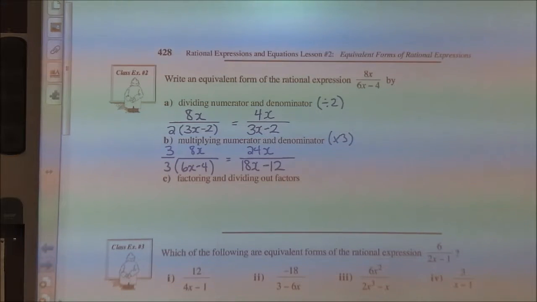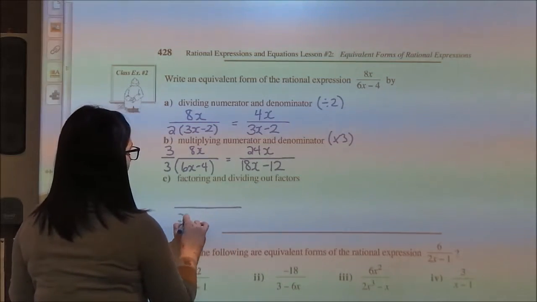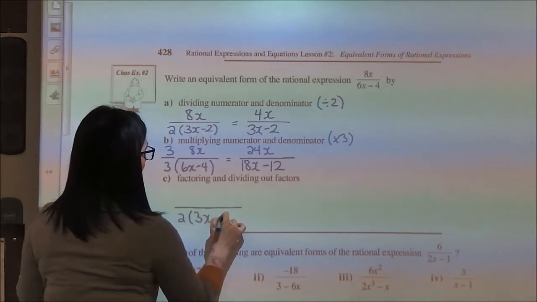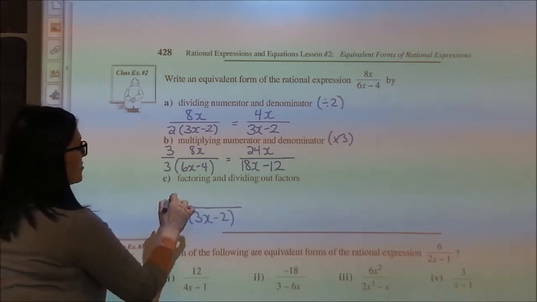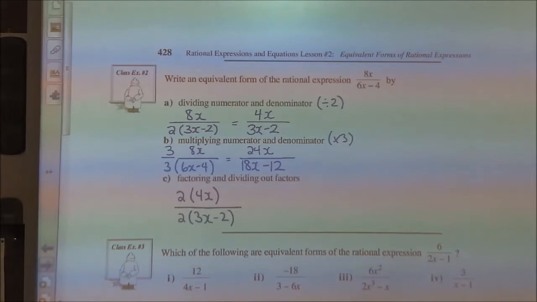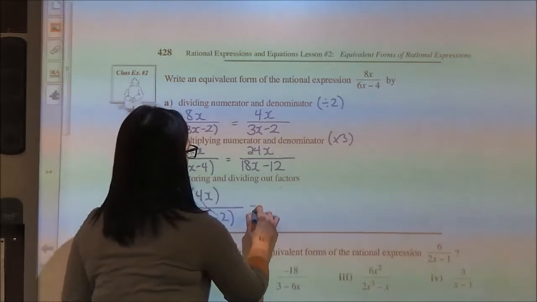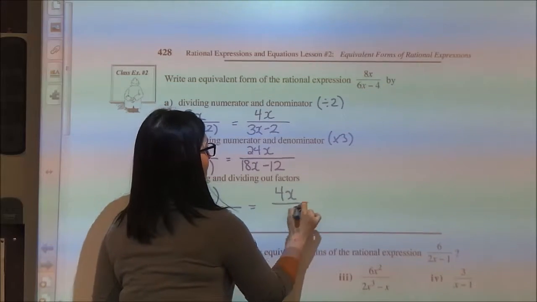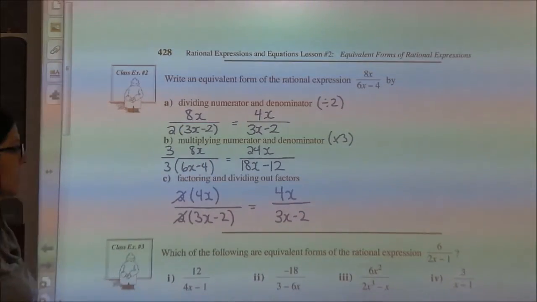Part C says factoring and dividing out factors. So the denominator looks very much the same as what I did in A, factoring out that 2. In the top, I can also factor out a 2, leaving me with 4x. The 2's are what cancel, and I get 4x over 3x minus 2 for a final answer.